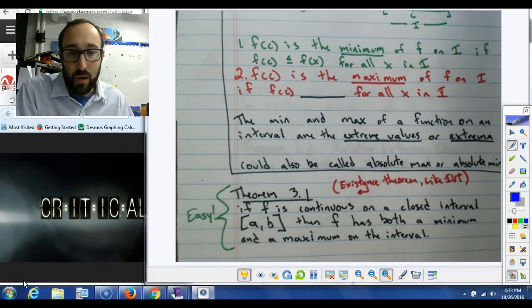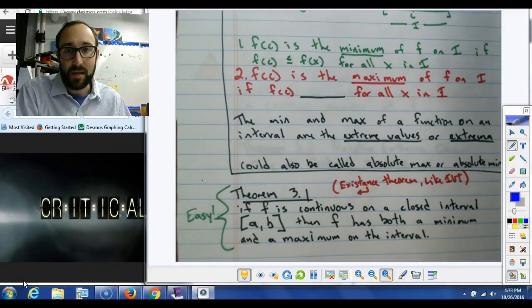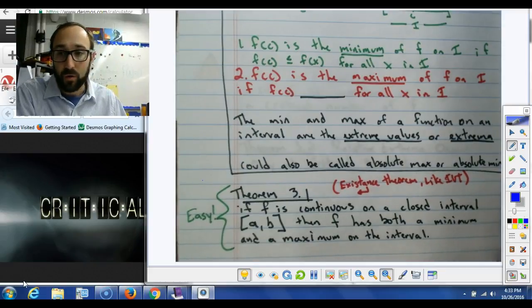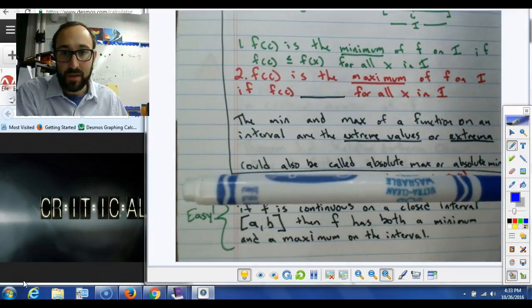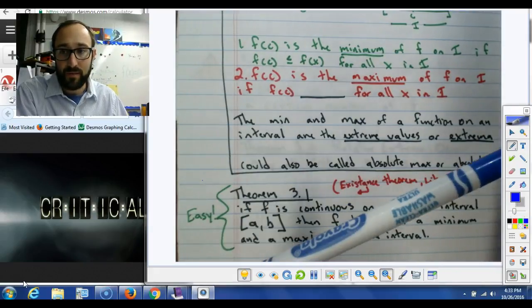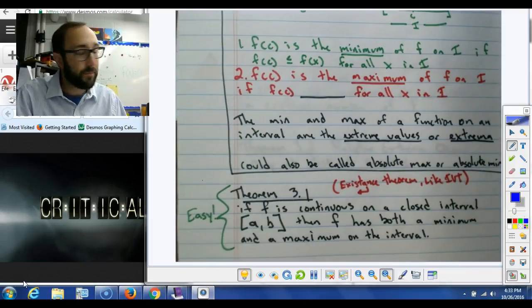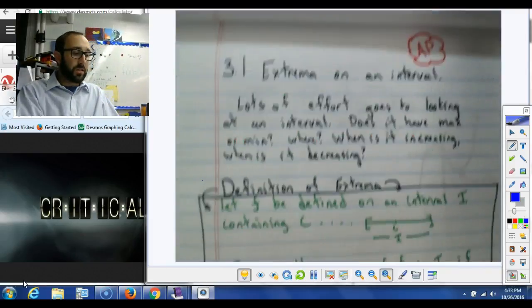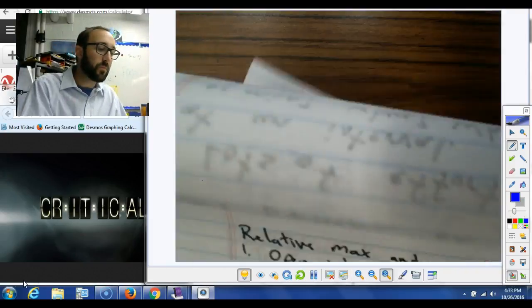Great. So now what we have is the minimum may be the same as the maximum. We don't know, but it could be the same. That's all right. If we have a horizontal line, the minimum and the maximum would be the same. If we have anything that's not a horizontal line, we're going to have some sort of minimum, some sort of maximum. Okay? Good. Now, let's go on and continue.